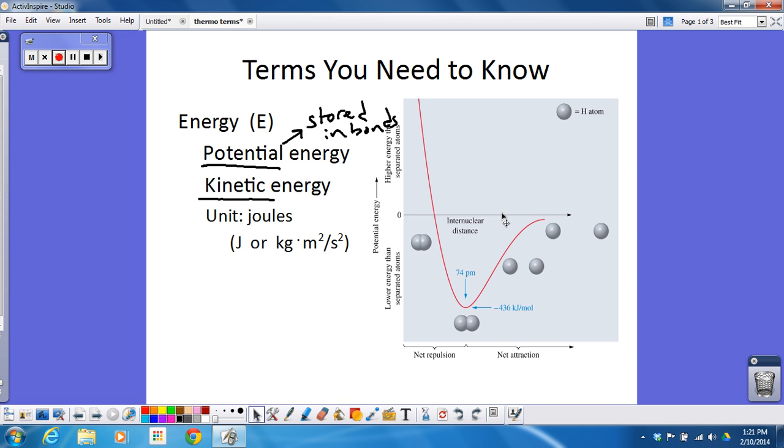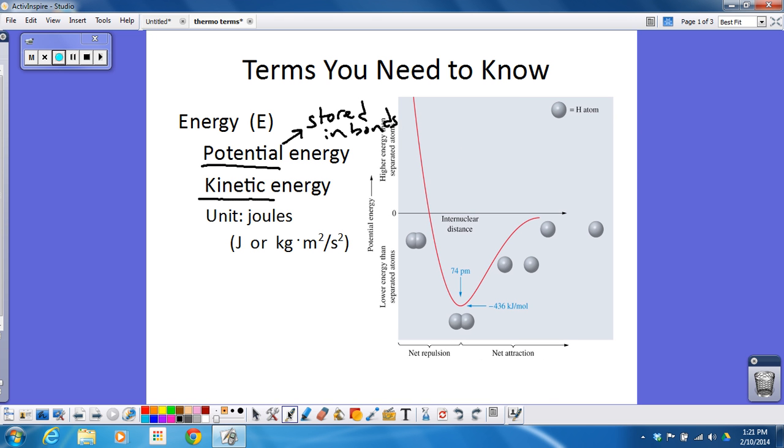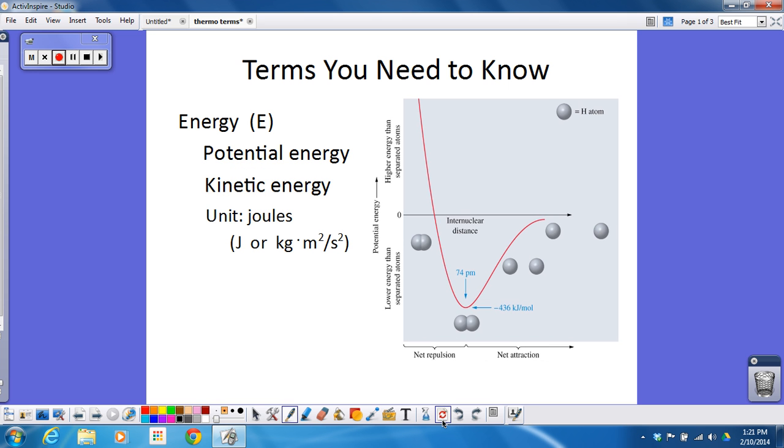When a bond forms between two H atoms, there is a force of attraction between the two atoms, and there's also forces of repulsion. So the two nuclei will repel each other. The electrons from the two atoms will repel each other, but the electrons from one atom are attracted to the nucleus from the other atom. So if these two atoms are too far apart, then what happens is that there's no force of attraction between them.